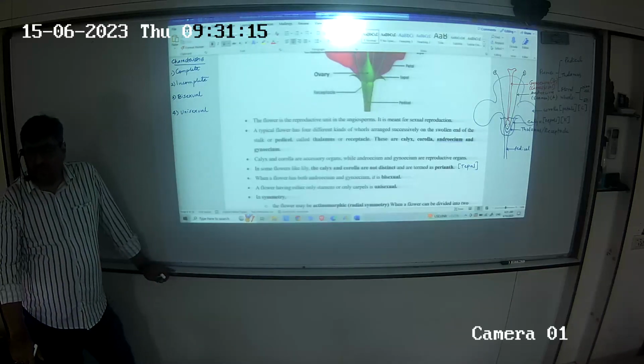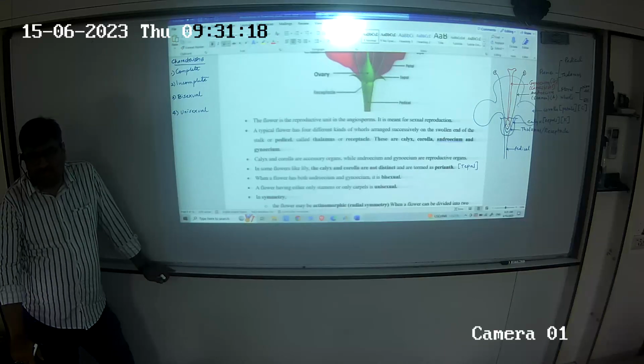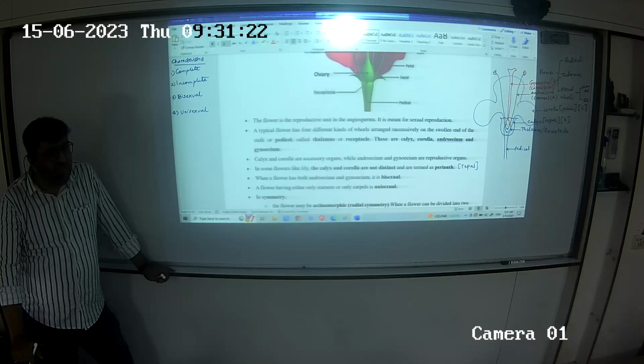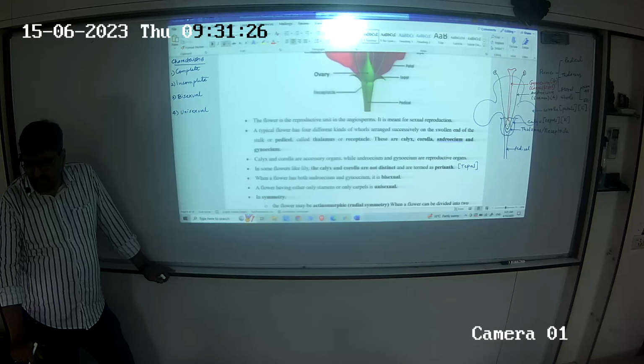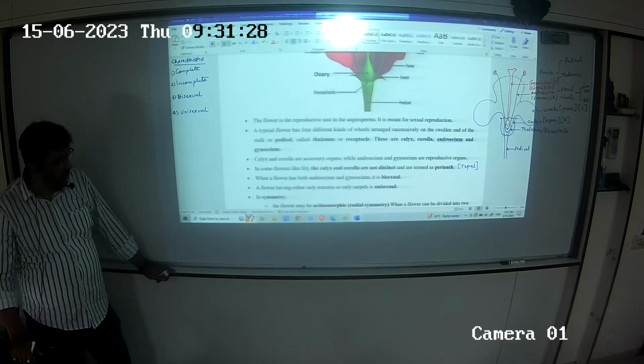Flower is bisexual or unisexual? How would you describe that? If a flower has both androecium and gynoecium, the flower is bisexual. And if it is either of them, then it is unisexual. Simple, na, ekdum. Dekho, ye bhi describe kiya hai.